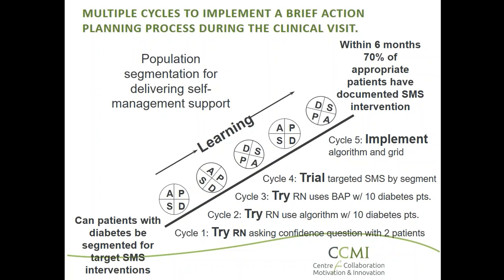So if our overall objective is population segmentation for delivering self-management support, we might have a series of PDSAs that start with our hypothesis. Can patients with diabetes be segmented for targeted self-management support interventions? That's the piece at the bottom left-hand corner there. In the first PDSA cycle, you might have the nurse ask confidence question with 2 patients. And what the nurse finds is that the patients can answer the questions very easily. She gets a confidence rating from them, and it's easy to record that in the medical record.